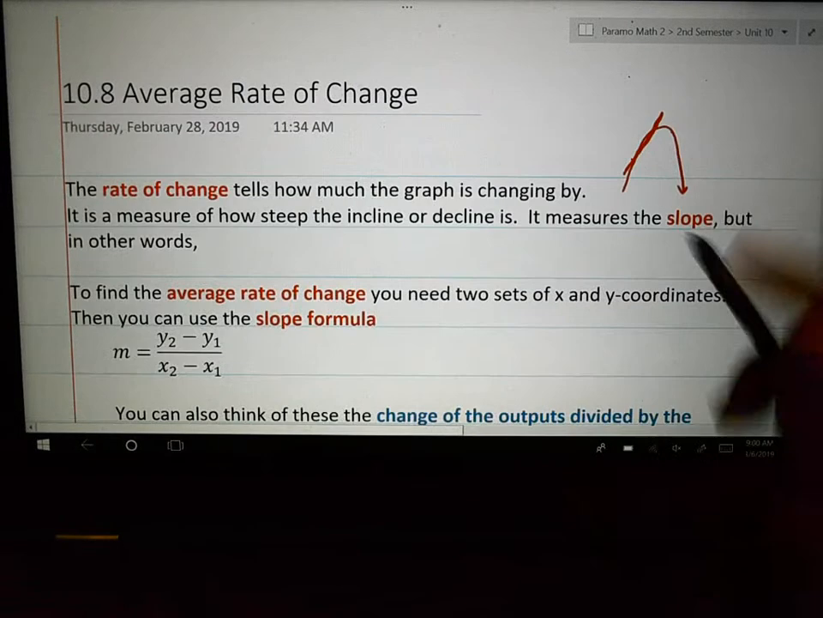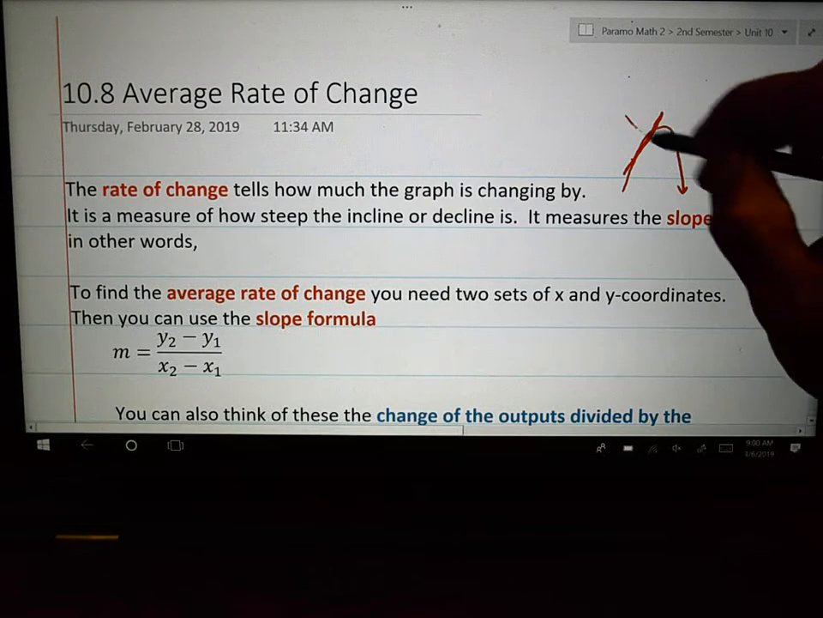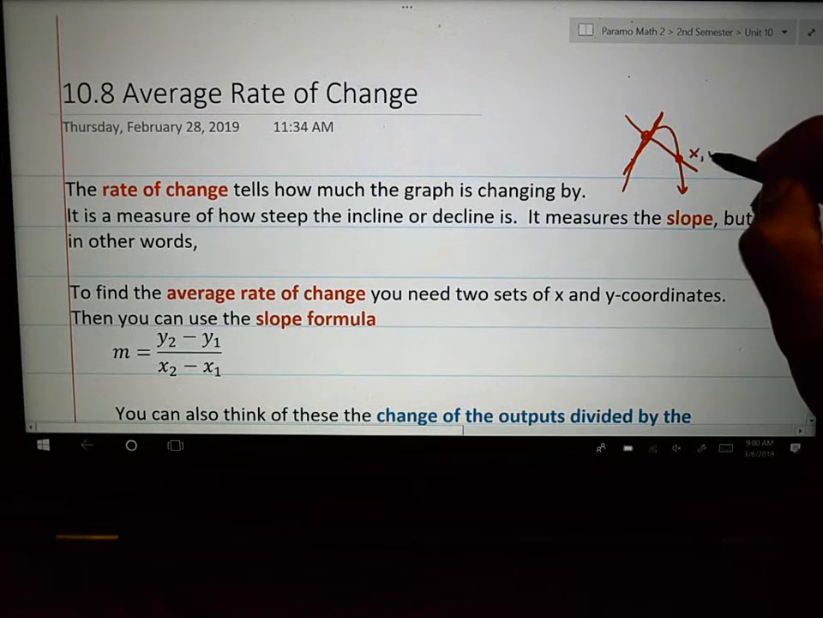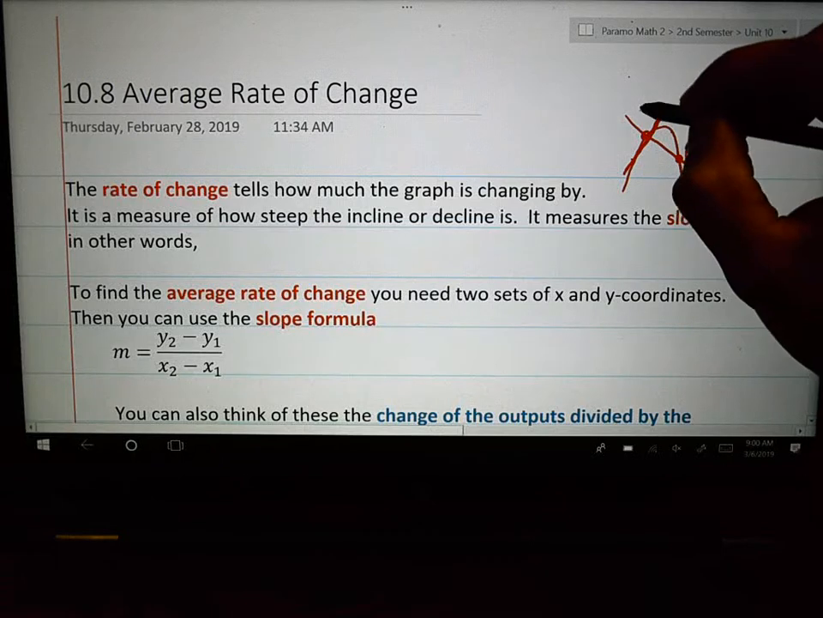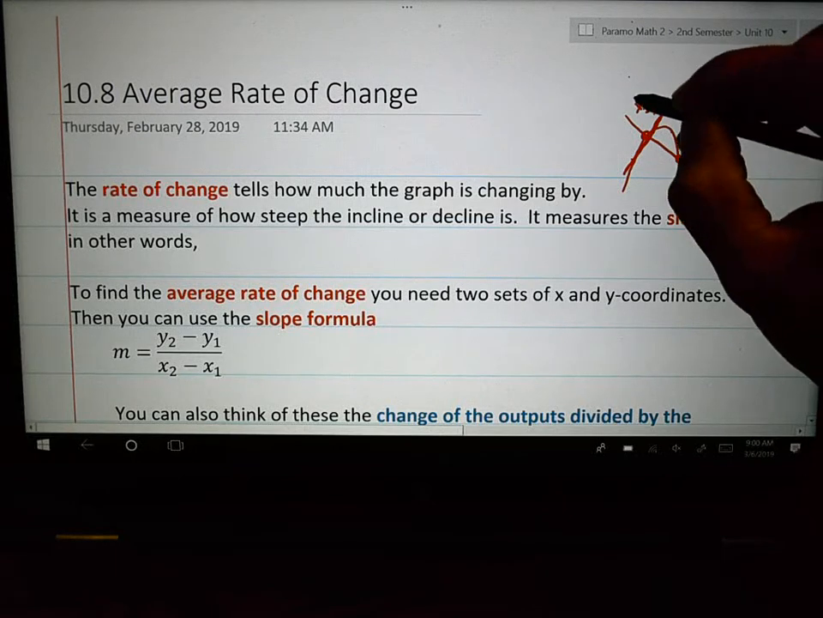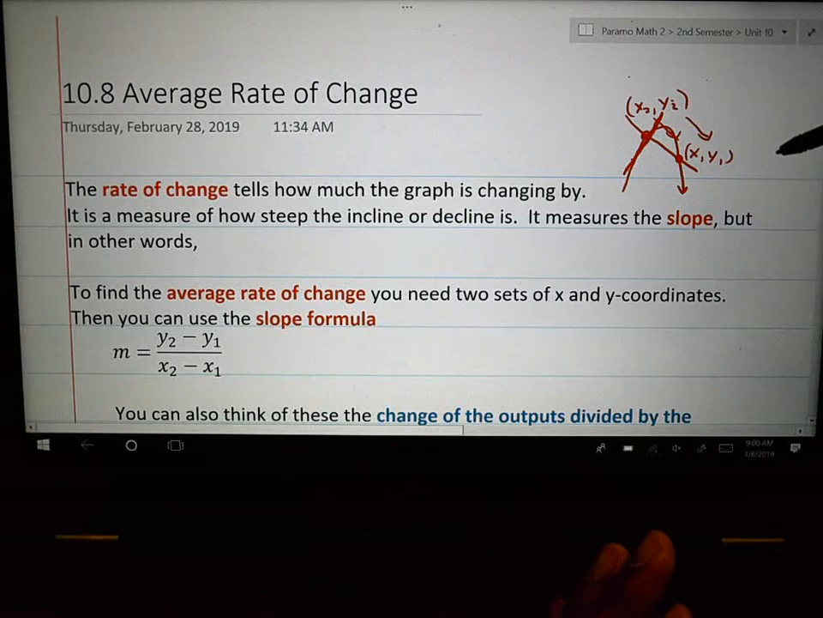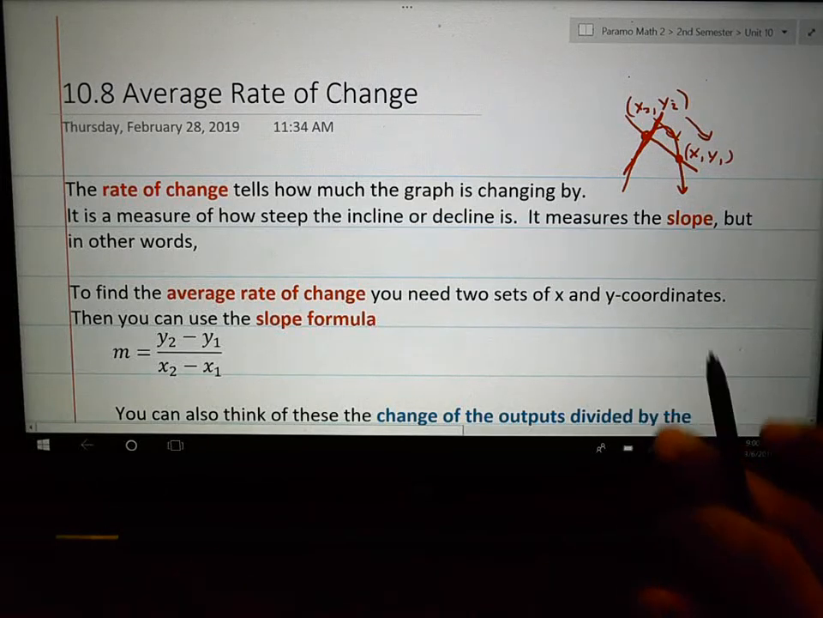In my previous point, if I'm finding the average between this point and this point, this might be my first x and my first y. This might be my second x and my second y. What we're going to do is subtract the y's divided by subtracting the x's. We just have to make sure we're going from either left to right or right to left in both places. We cannot go y2 minus y1 and x1 minus x2. That would be going left to right and then right to left. We want to make sure we're going in the same direction.